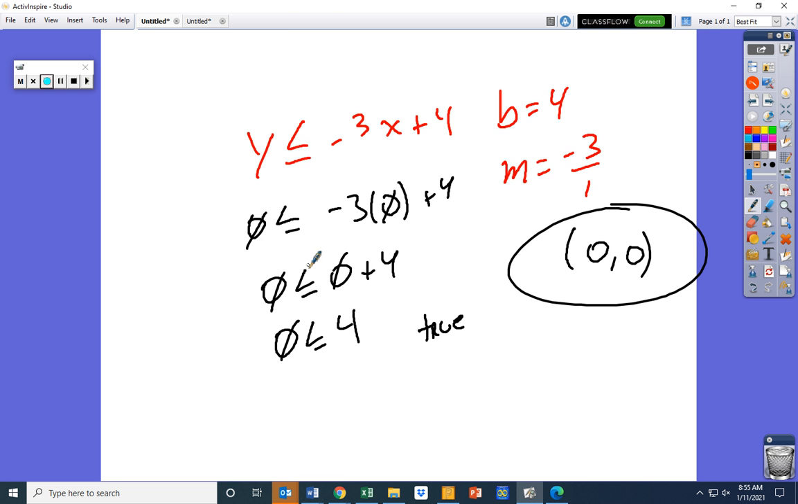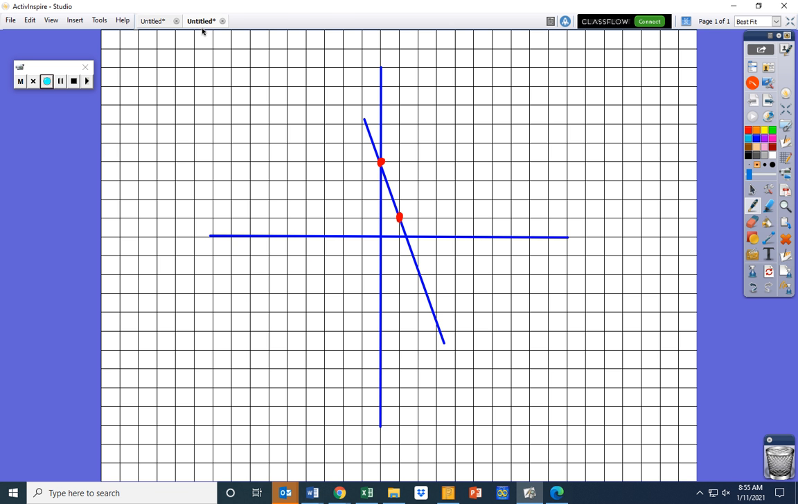So go back to your graph. Okay, which side is the 0, 0 on? This side. So which side is going to be shaded on this one? Okay. Does that make sense? Not that difficult, right?